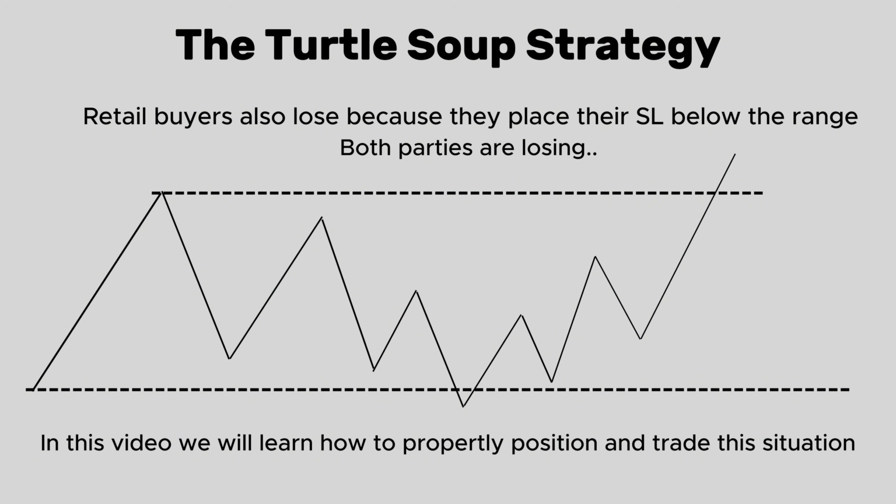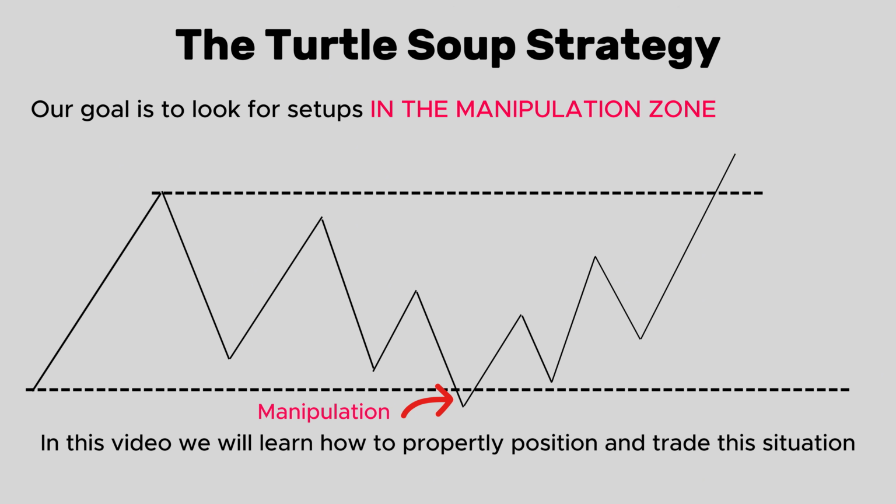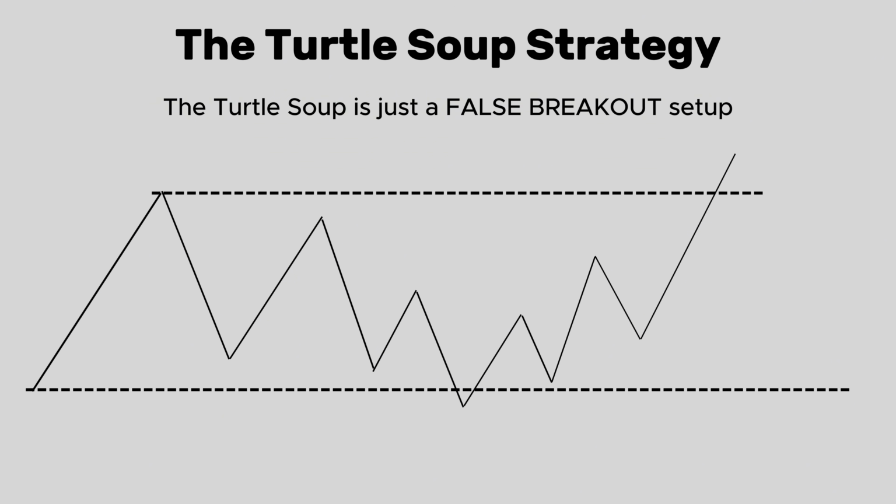After this manipulation, the direction is very clear, which is to the upside and to the swing high. So what we're trying to do here is enter the trade at the best opportunity we can get, or in the worst case, after the manipulation. Just keep in mind that the whole turtle soup strategy is just a false breakout setup. I tell you that because a lot of traders make it more complicated than it actually is.